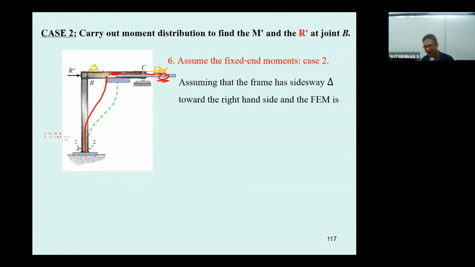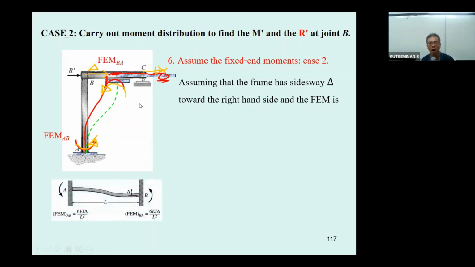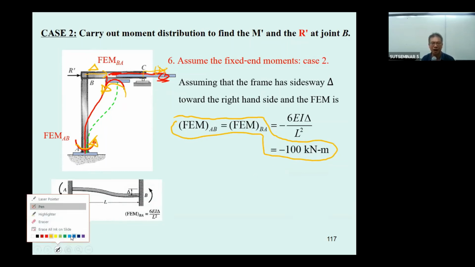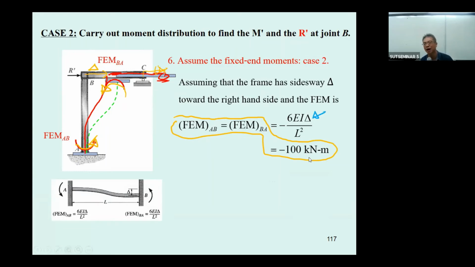We assume the fixed end moment to be 100 kilonewton meter. And the fixed end moment that we assume has the counterclockwise rotation, so it's going to be negative. Okay, and then even though you assume the fixed end moment, you can use that assumed fixed end moment to determine the delta. This means you assume the delta to be 266.67 divided by EI. This is assumed.